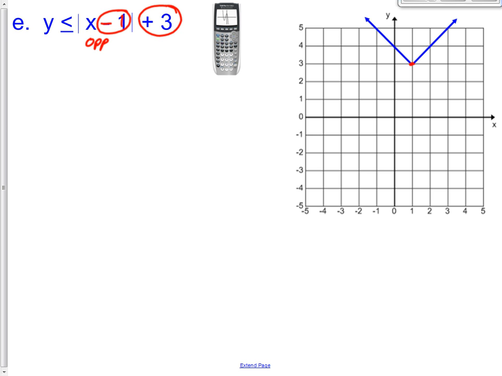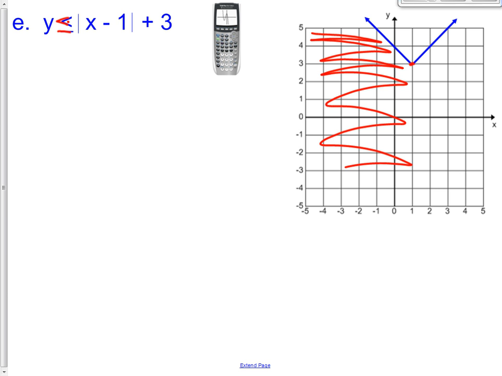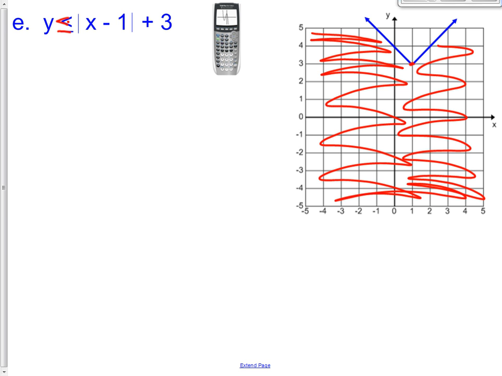You know it's going to open up because this is a positive number. There's no negative right there. And then you know that it's going to be a solid line that connects it because it is less than or equal to. So that equal part makes it a solid line. And if it's less than or equal to, we're going to shade everything below the vertex. So we're going to shade everything in here. And that's what we should get for problem letter E.